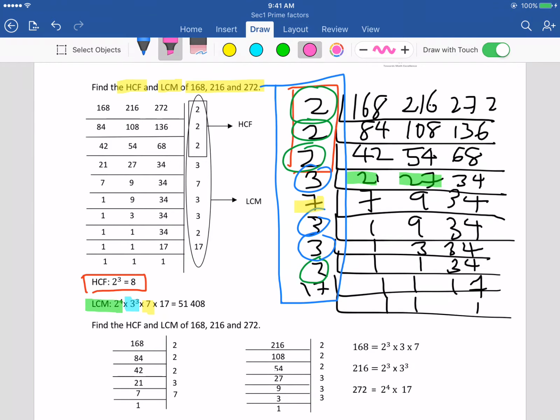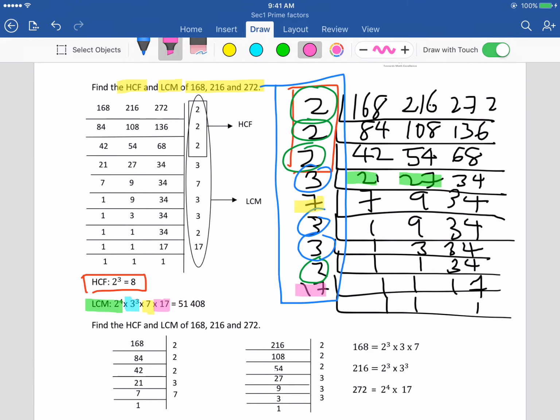And then the last one, 17, will be just 17. Okay? So that's how you do HCF and LCM between 3 numbers. You make direct comparison between 3 numbers first, then 2 numbers, and then 1 number. Okay, for the HCF, you only stop when there are no more common factors between these 3 numbers. For LCM, you need to go on.